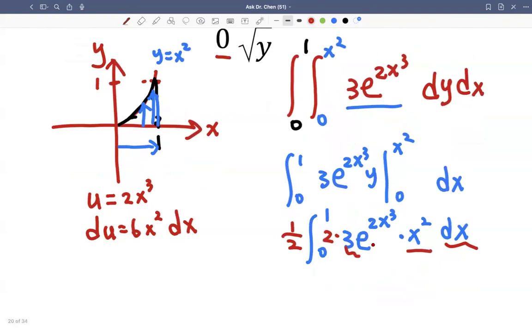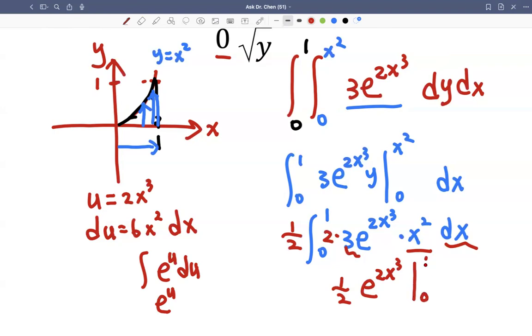Right, so now we can integrate the e term. So basically we have e to the u du now. When we integrate, we just get e to the u. So we have e to the 2x cubed, then integrate from 0 to 1. From 1, what do we get? 1 cubed is 1, 1 times 2 is 2, so we get e to the power 2. From 0, we get 2 times 0, e to the 0 power is 1. So that's it. The integration is half times e squared minus 1.